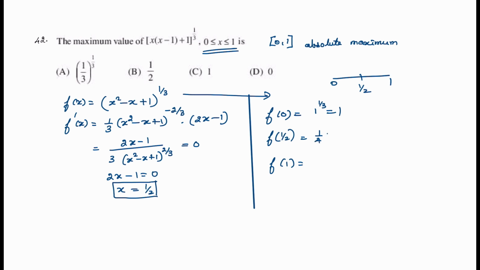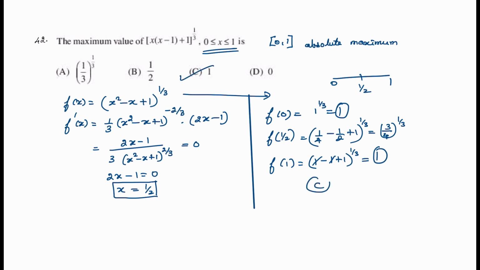Now half square is 1 by 4, minus half plus 1, whole raised to 1 by 3, which is 1 minus 1 by 4, (3 by 4) raised to 1 by 3. And f of 1 is 1 square minus 1 plus 1, which is 1 raised to 1 by 3, 1. This f of half is the cube root of 3 by 4, definitely going to be less than 1. So the maximum value is 1, and it is attained at 0 and 1. Here we have to find the absolute maximum value, which is 1. C is the correct option.